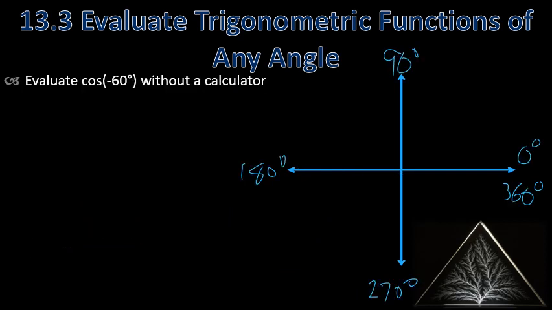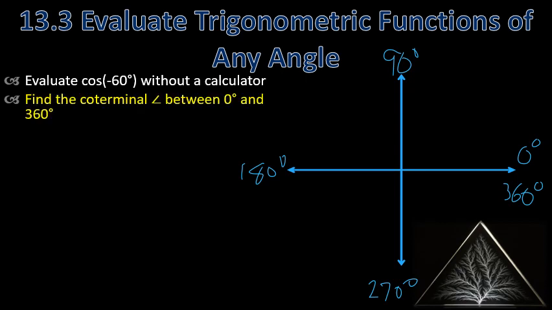All right, let's try this one. Evaluate cosine of negative 60 degrees without a calculator. Now there's several ways of doing it. Since it's a special angle, you could use the special right triangles. I'm going to show you the full process of how you should be thinking about this. Now it may seem kind of long, but each step is really short and you do most of it in your head.